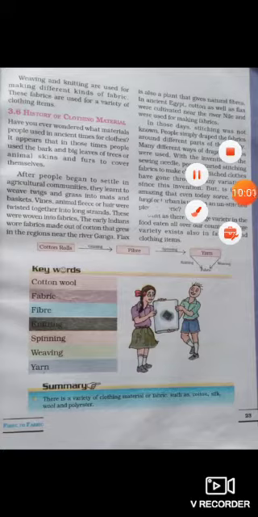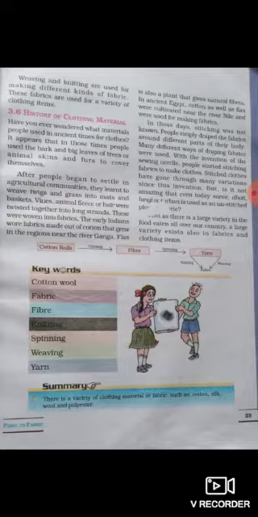After people began to settle in agricultural communities, they learned to weave twigs and grass into mats and baskets. Once animals' fleece or hair were twisted together into long strands, these were woven into fabrics. The early Indians wore fabrics made out of cotton that grew in the regions near the river Ganga. Flax is also a plant that gives natural fibers. In ancient Egypt, cotton as well as flax were cultivated near the river Nile and were used for making fabrics.